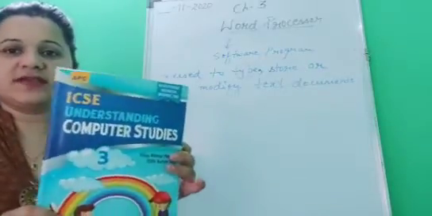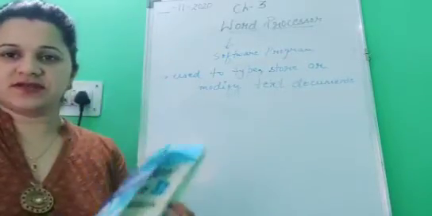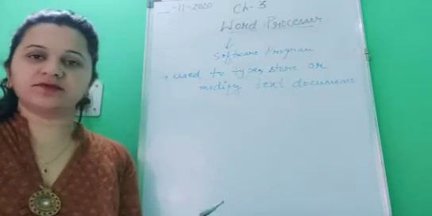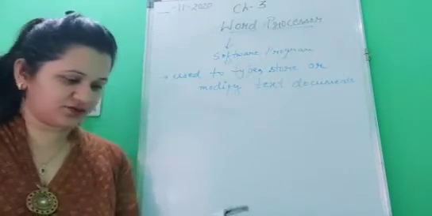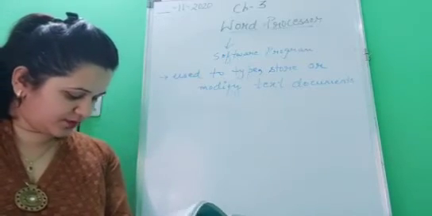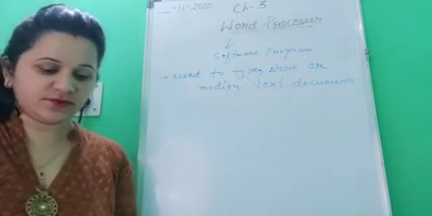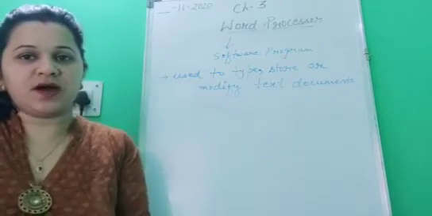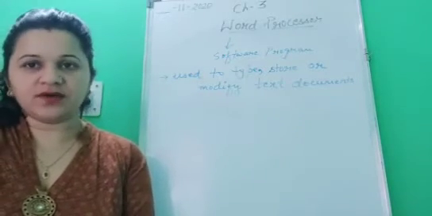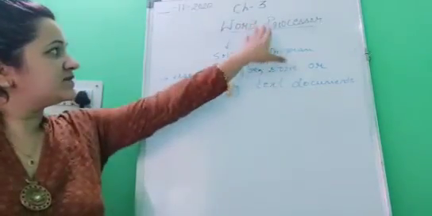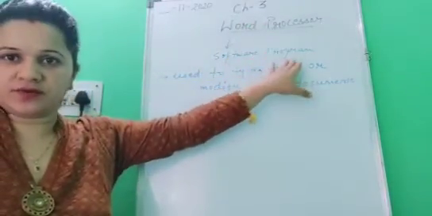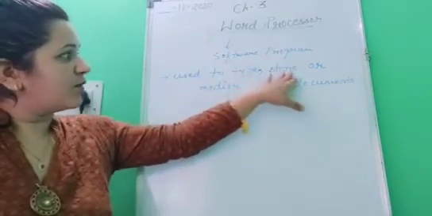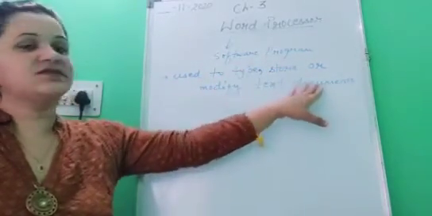Children, this is your book ICSE Understanding Computer Studies. Today I'll start with the new chapter, chapter number 3, Word Processor, an Introduction. For this you have to open page number 40. Now children, today we'll discuss word processors. What is a word processor? A word processor is a software program, and what it does is it types, stores or modifies text documents.